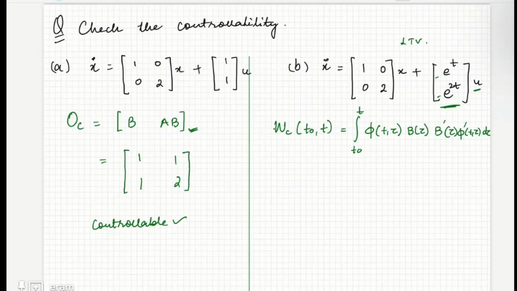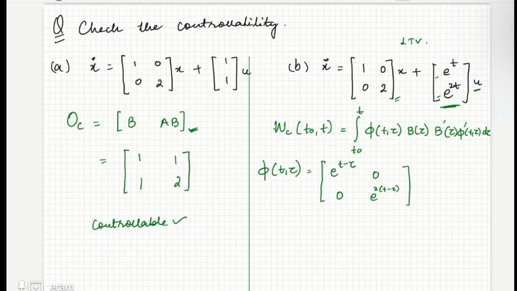non-singular. So when it is non-singular, we can say that the system is controllable. So let's check out this one. Now we find the state transition matrix, because this is all needed for the Gramian matrix. Since the state matrix is diagonal, we can easily find out that it is nothing but the exponential of the diagonal entries.